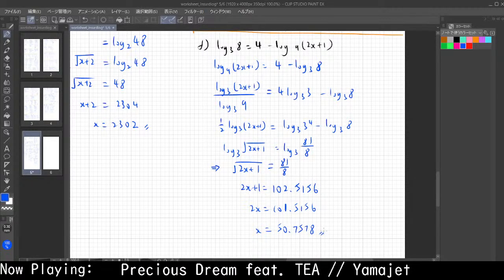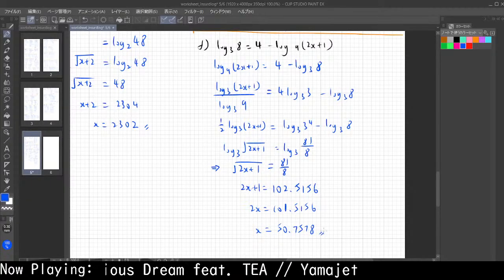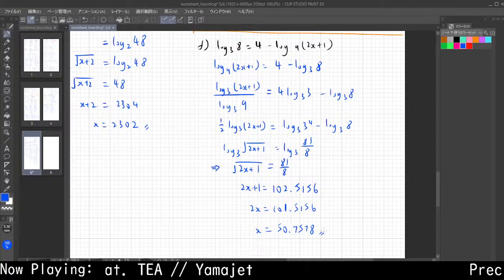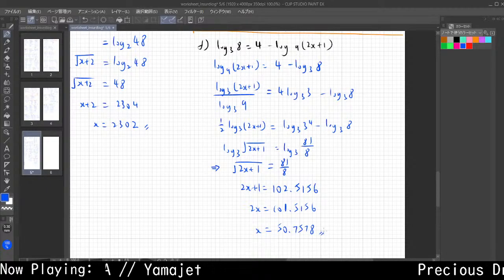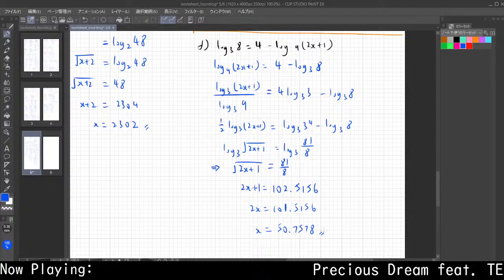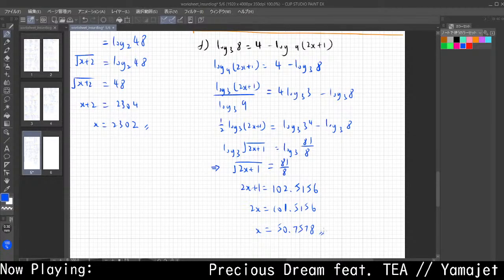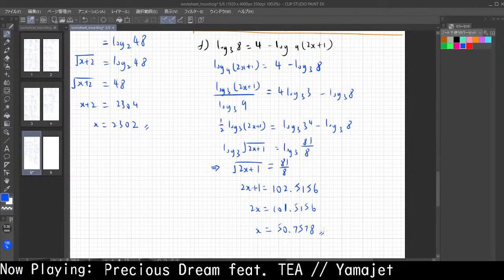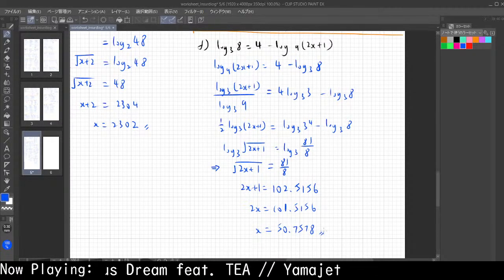This is definitely a valid number. So let me just verify this very quick. Log base 9 of 2 times 50.7578 plus 1. Okay, and then 4 minus this number, 1.89. Yep, correct.